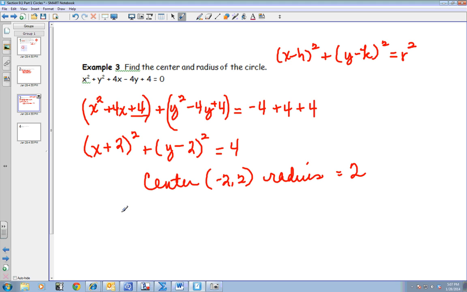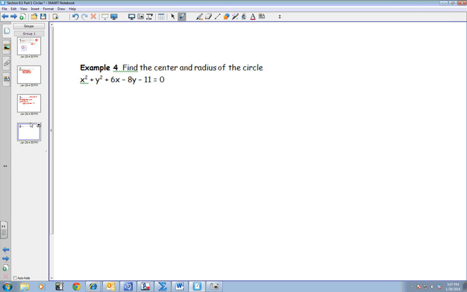All right, so let's do another one. Example 4, find the center and radius of the circle. So I'm going to group together my x's. I have x squared plus 6x, plus my y squared minus 8y, equals, I'm going to bring my constant over, so it's going to be positive 11.